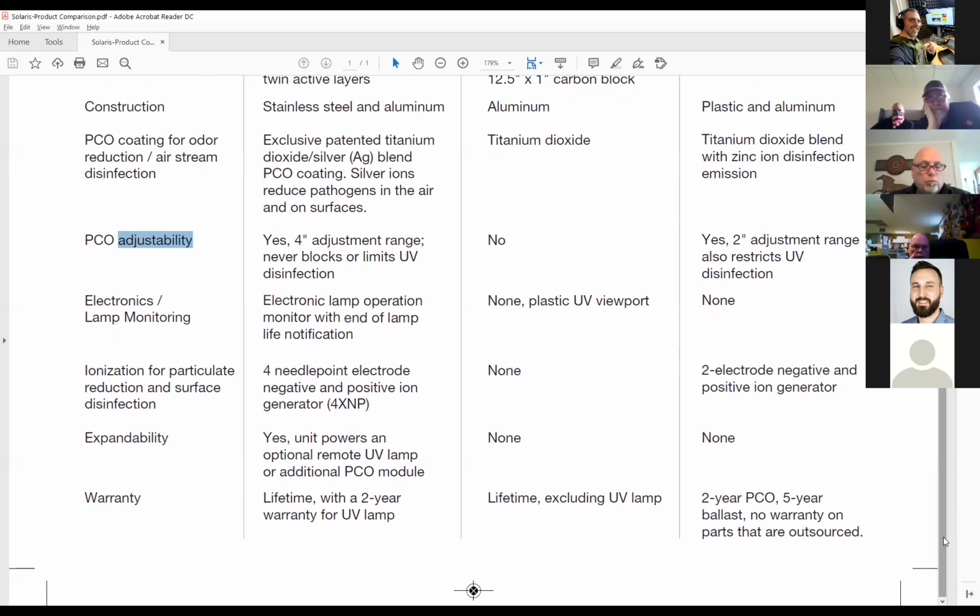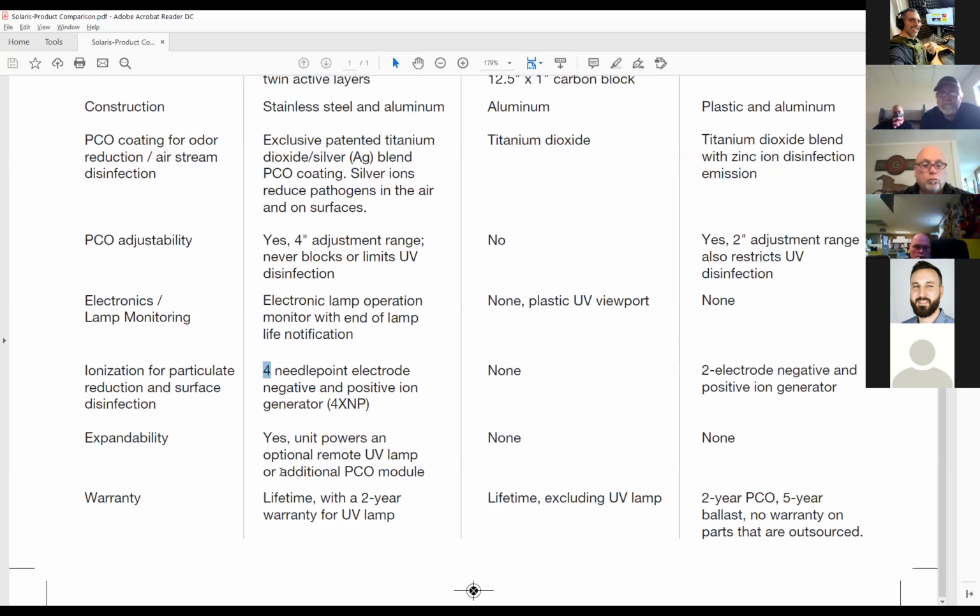As far as the electronic lamp monitoring system, we have an electronic lamp operation monitor with end of lamp life notification, which is, I think, a nice added luxury. It does show you when the lamp is no longer efficient. They do not have anything like that on theirs. As far as ionization goes, we have ionization for particulate reduction and surface disinfection. We have a 4 needle point electrode negative and positive ion generator. They have a 2 electrode negative and positive ion generator.